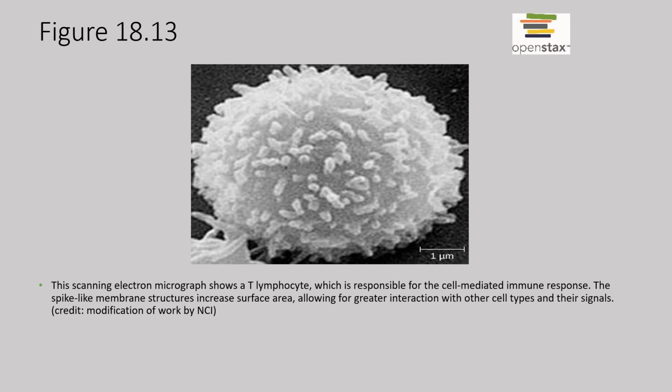This is a scanning micrograph showing one of your T cells, how it's not smooth. It has those little spikes on it that increases surface area. That's kind of what it looks like.